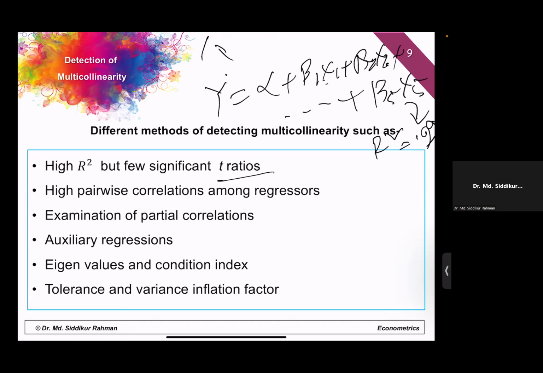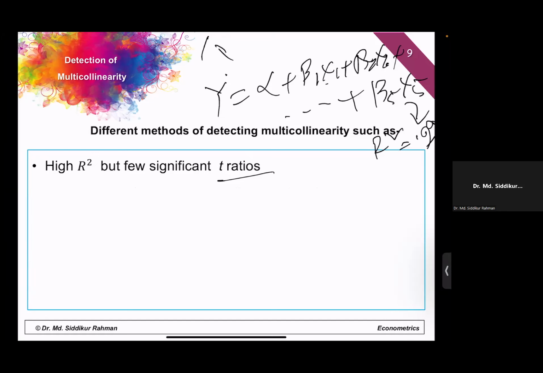So if I ask you what the different methods are, right? Somebody, could you please repeat? I'm showing you the slide. Just tell me what the different methods of detecting the multicollinearity problem are. Number one, tell me something. Tell me anybody. Number one: high R square and T ratio.